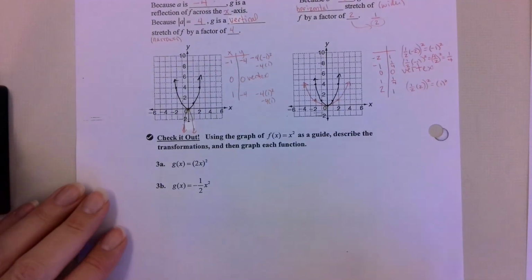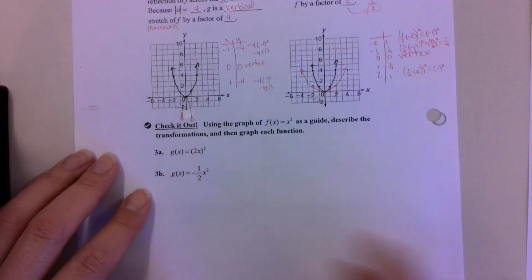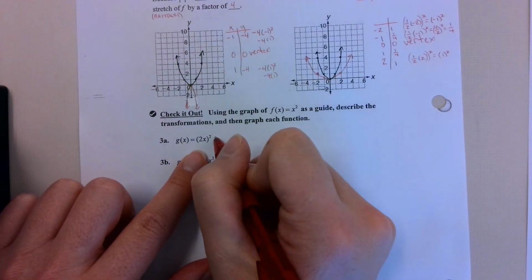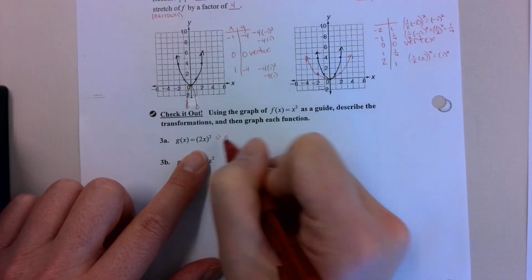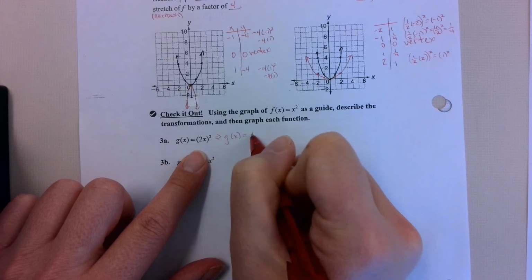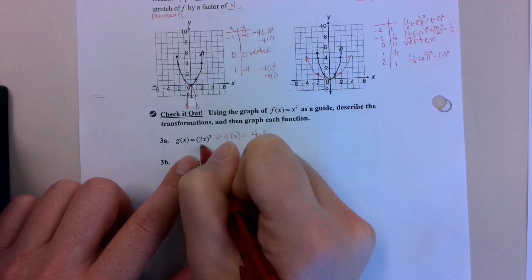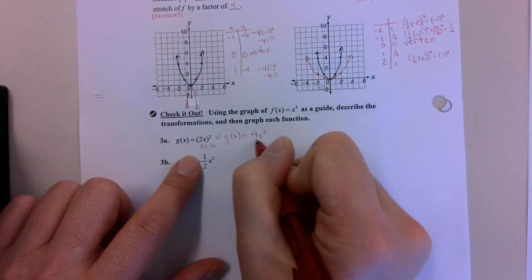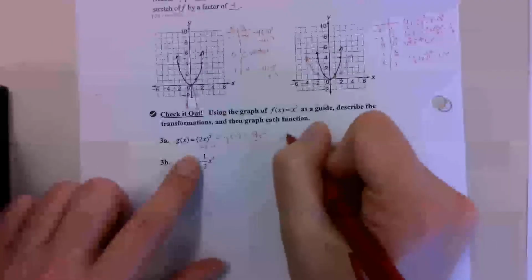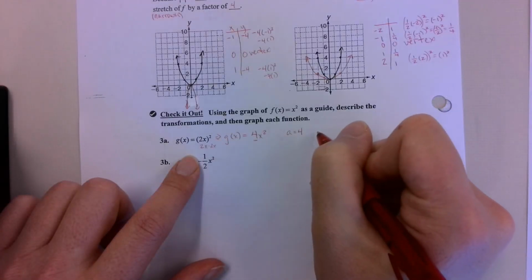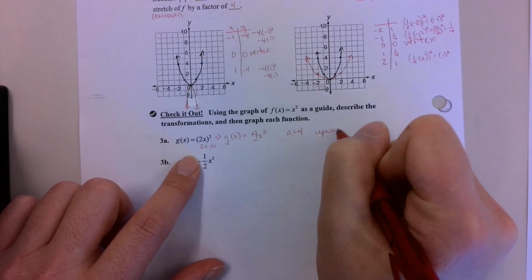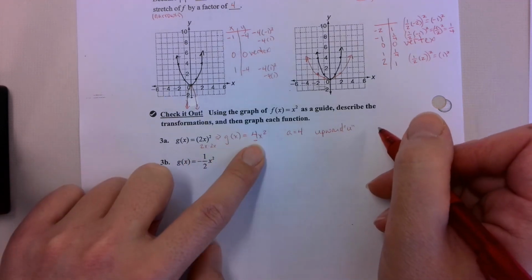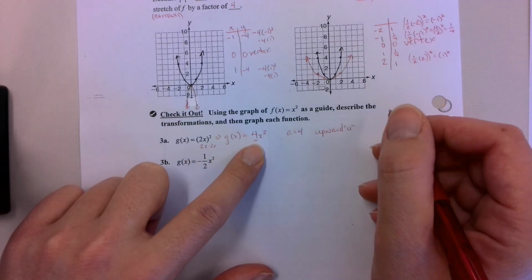Okay, last idea on the check it out. I don't have graphs built for this, but when I go to do this, this really simplifies to be g of x equals 4x squared, right? 2x times 2x, which is 4x squared. So the a value is 4, and it's positive. So it's going to be an upward U, all right? The graph is going to be 4 times as much.